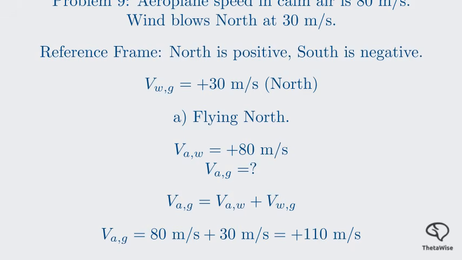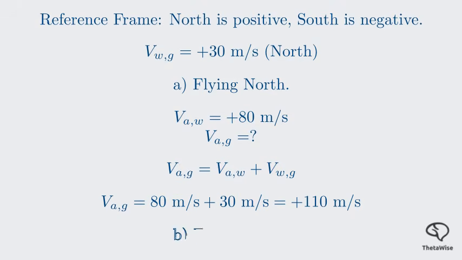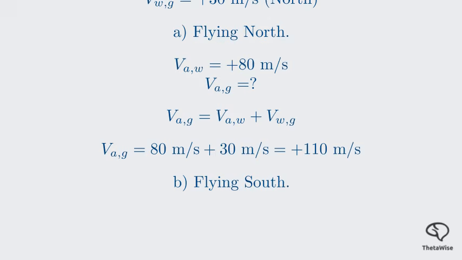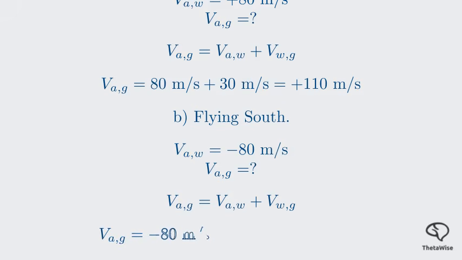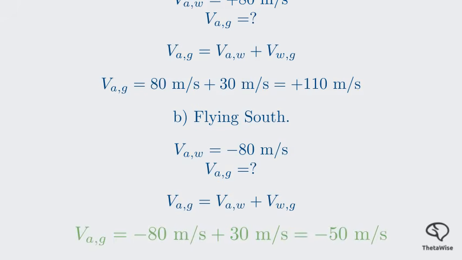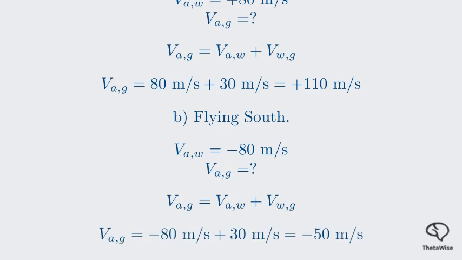Part B asks for the velocity when the airplane is flying south. Now, for Part B, the airplane is flying south. Since south is the negative direction, the airplane's velocity relative to the wind, v of aw, is negative 80 meters per second. We use the same relative velocity addition formula, v of ag equals v of aw plus v of wg. Plugging in the values, we get v of ag equals negative 80 plus 30, which is negative 50 meters per second. The airplane's speed relative to the ground is 50 meters per second towards the south. The wind is a headwind in this case, slowing the plane's ground speed.